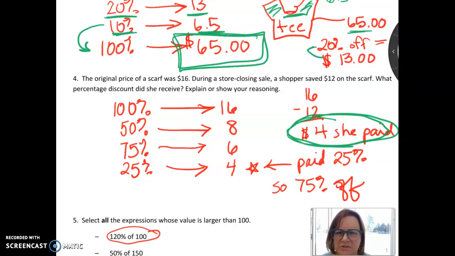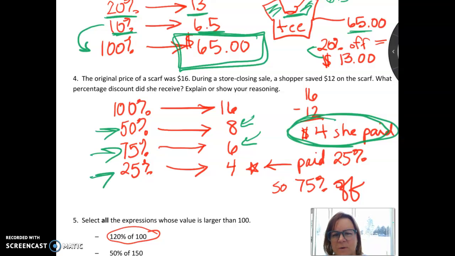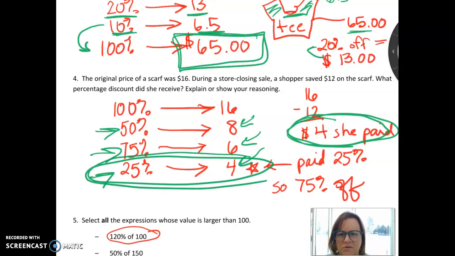To figure out the percentage discount she received, I'm using a percent table, so I know that 100% of the $16 scarf would be 16. So 50% would be paying $8. If she paid 75%, she paid $6. If she paid 25%, she paid $4. And so that is what we want. So she paid 25%, and so the sale must have been 75% off.